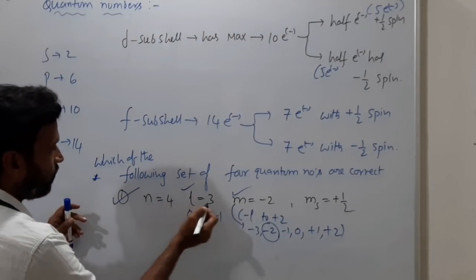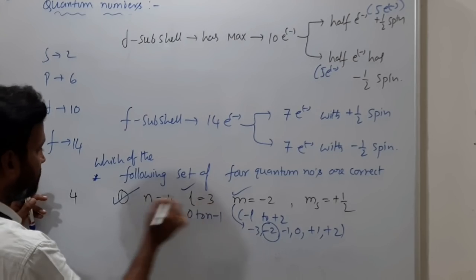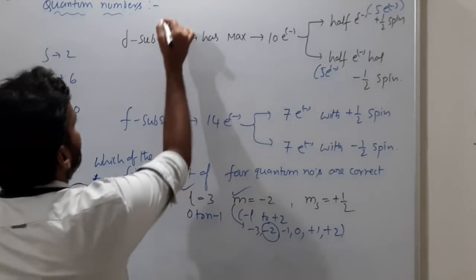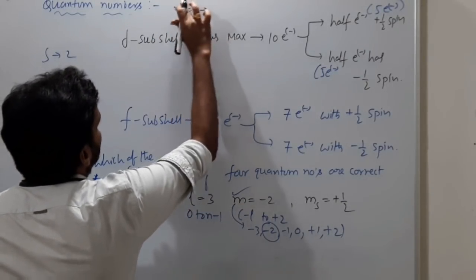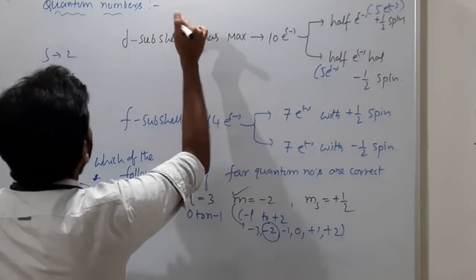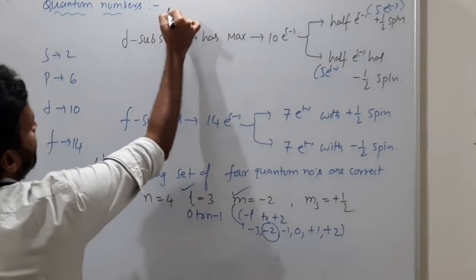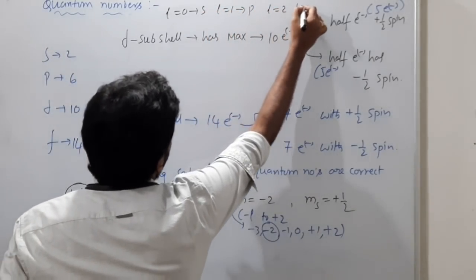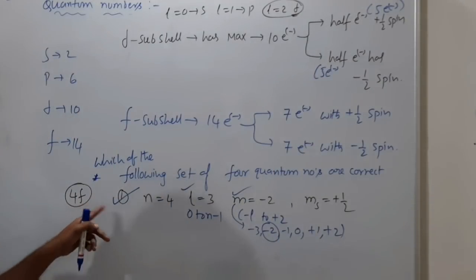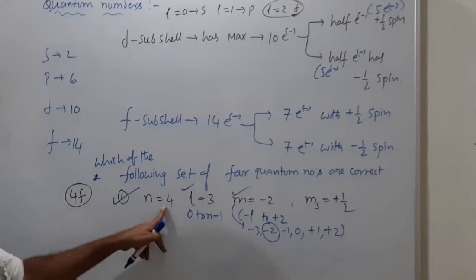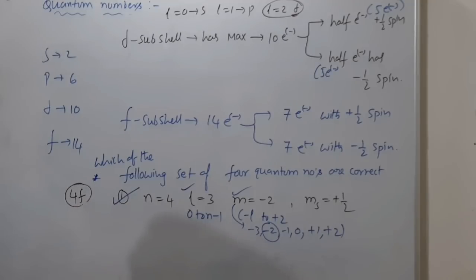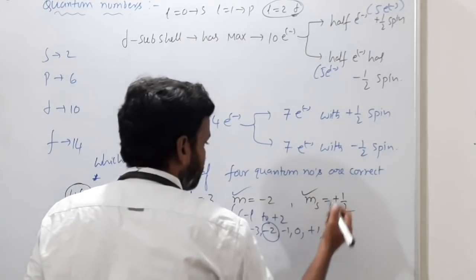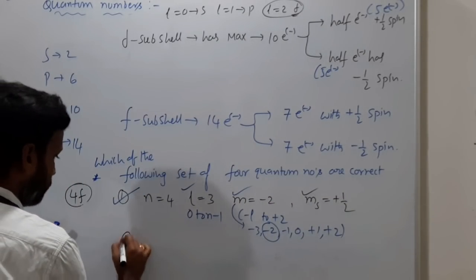So actually n is 4, l is 3. Sir, can I say it is 4f? How did I say 4f? l equals 0 is the s subshell. l equals 1, p subshell. l equals 2, d subshell. l equals 3, f subshell. Fourth shell, so 4f. Understanding? Are all these correct or not? Yes, correct.